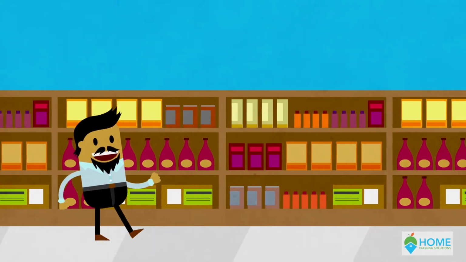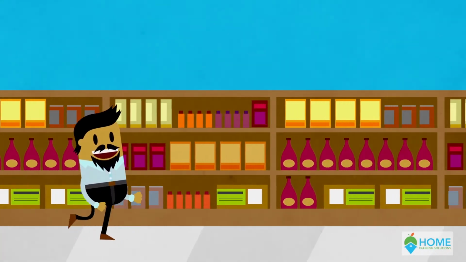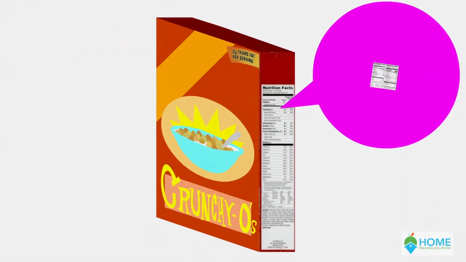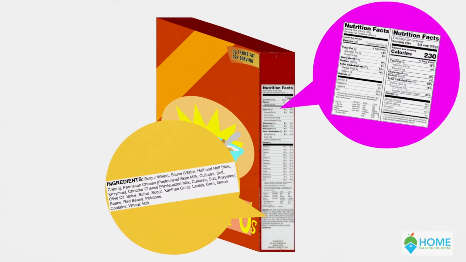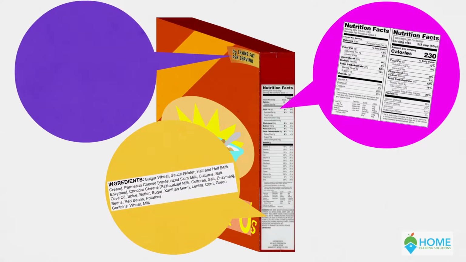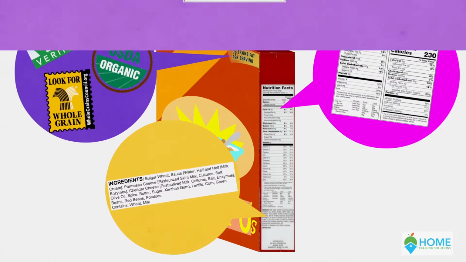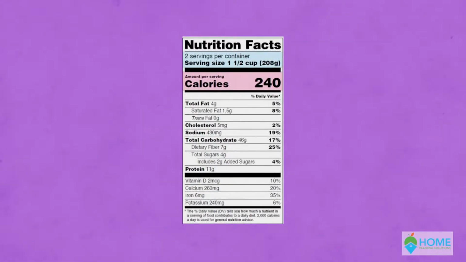There are 3 important parts that you want to pay attention to on a food label. Number 1, the nutrition facts panel. Number 2, the ingredient list. And number 3, the nutrition and health claims. Let's analyze the nutrition facts panel first. This label is on every packaged food. There are 4 main sections that you should look for on a nutrition facts panel.